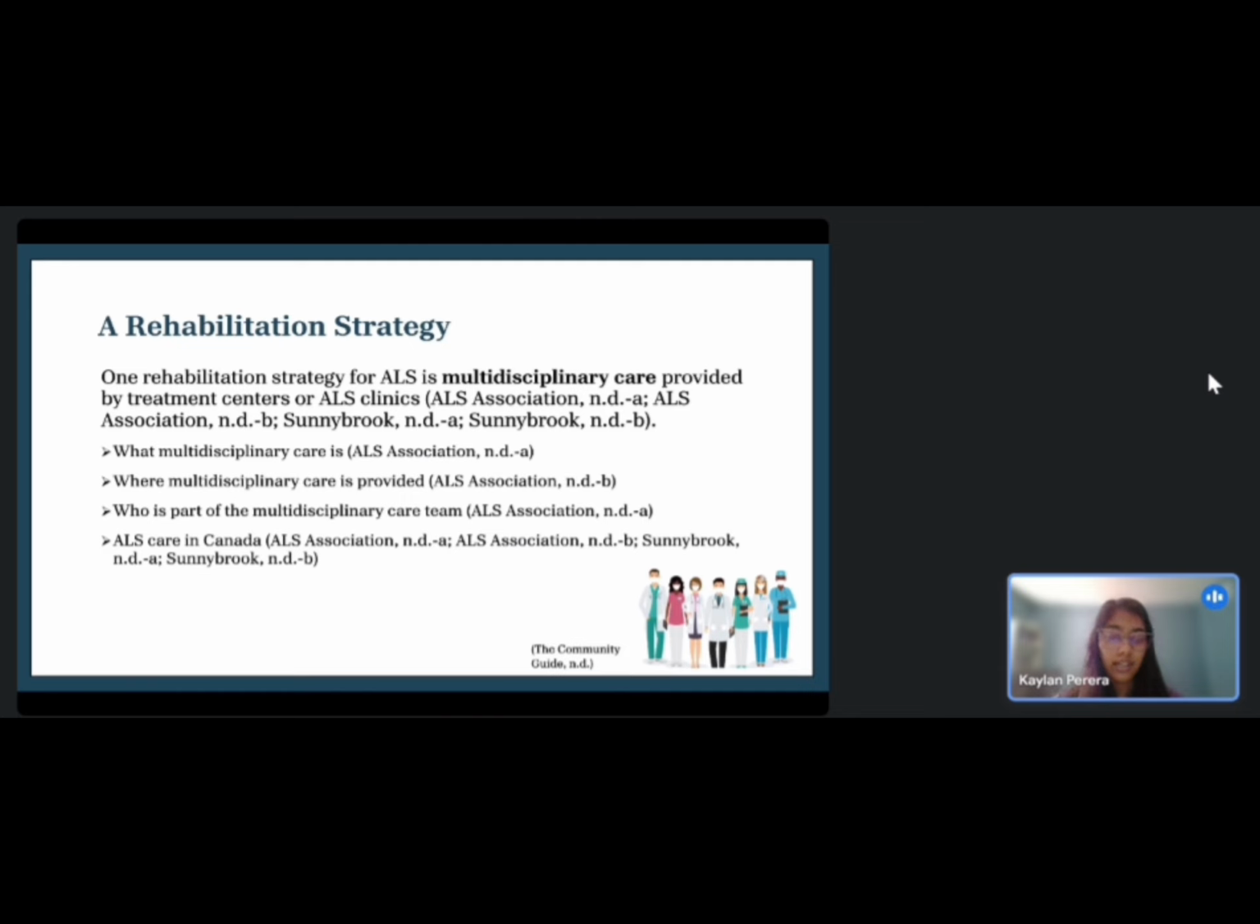However, in the ALS Association, the care is focused on quality of life, hope, and being provided in a supportive environment. And in the ALS clinic, even though the care is still multidisciplinary, it's a separate model from the ALS Association. So who is part of the multidisciplinary healthcare team at the ALS Association?